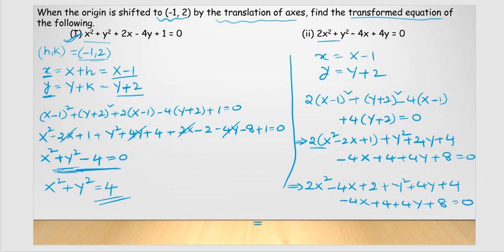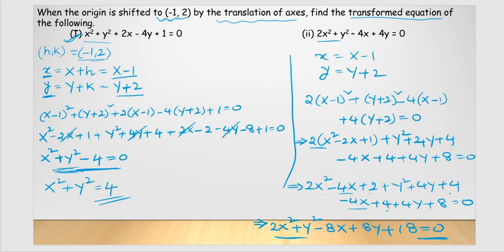Now writing the values. X square terms, only 1, so 2X square plus next is Y square. Next X terms, so minus 4X minus 4X is nothing but minus 8X. Next Y terms, so 4Y plus 4Y is 8Y. Next, 2 plus 4 is 6, 6 plus 4 is 10, 10 plus 8 is 18. So my transformed equation is 2X square plus Y square minus 8X plus 8Y plus 18 is equal to 0. So this is nothing but my transformed equation.